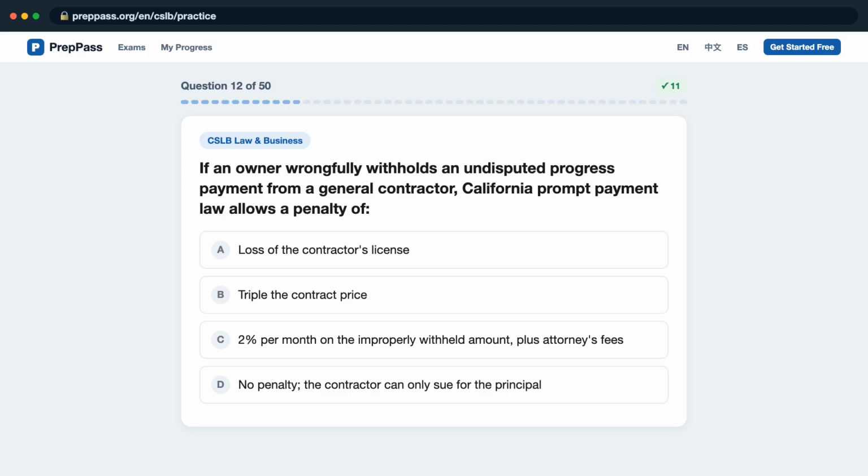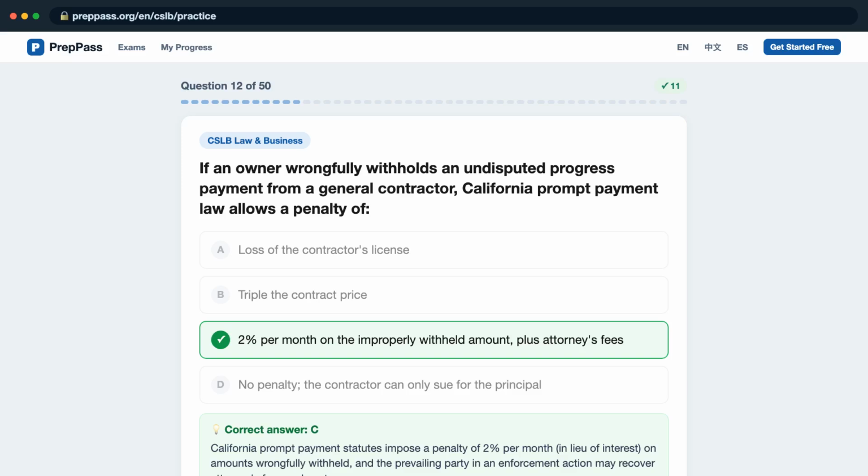If an owner wrongfully withholds an undisputed progress payment from a general contractor, California prompt payment law allows a penalty of, is it A, loss of the contractor's license? B, triple the contract price? C, 2% per month on the improperly withheld amount, plus attorney's fees? D, no penalty, the contractor can only sue for the principal?